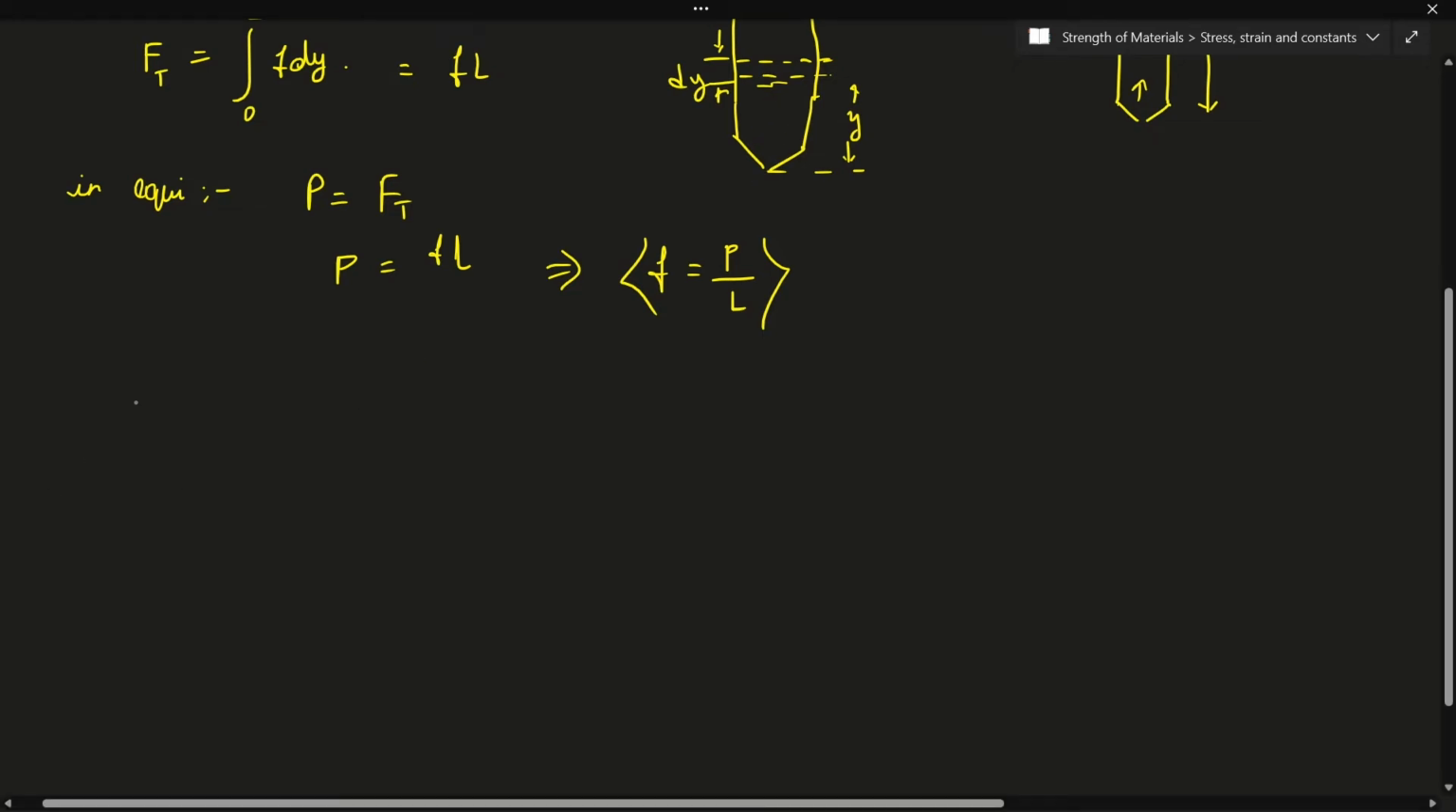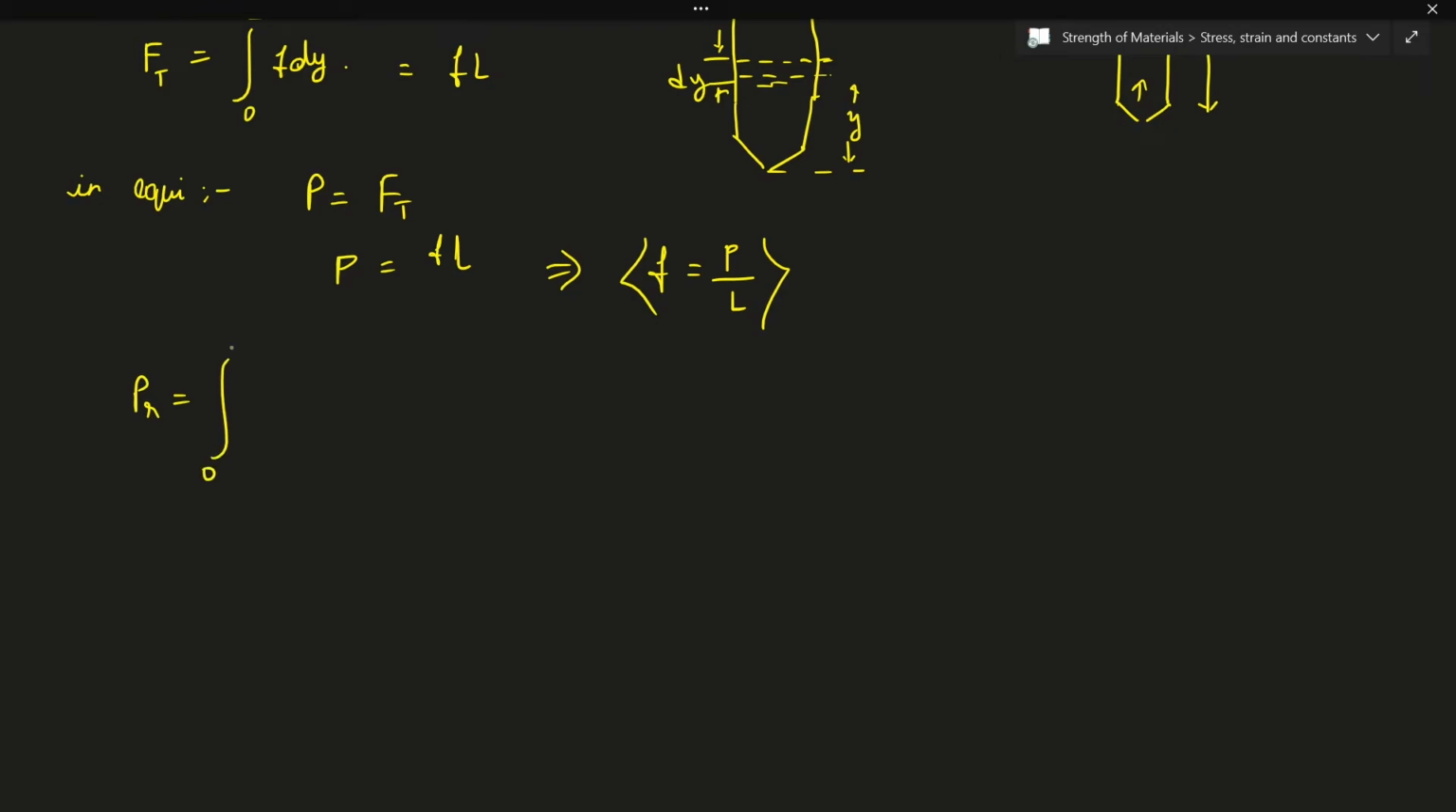To calculate this, I'll use PR equal to the integral from 0 to y of F dy, back in the same original formula. For F I'll substitute this, so I'll have the integral from 0 to y of P by L into dy, which is nothing but Py by L. So this will be my resisting force until a particular distance y.